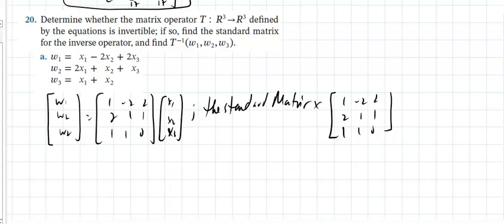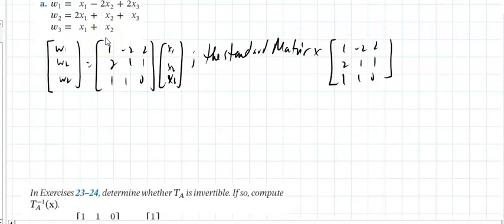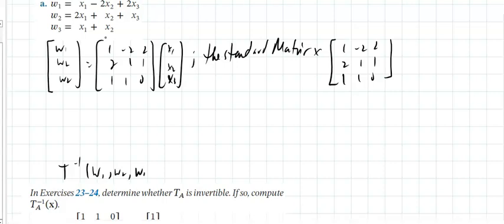Now, determine whether the operation is invertible. If so, find the standard matrix. What they want us to do is find the inverse of this transformation. And we're going to figure that out in a minute. Well, this is how we do it.